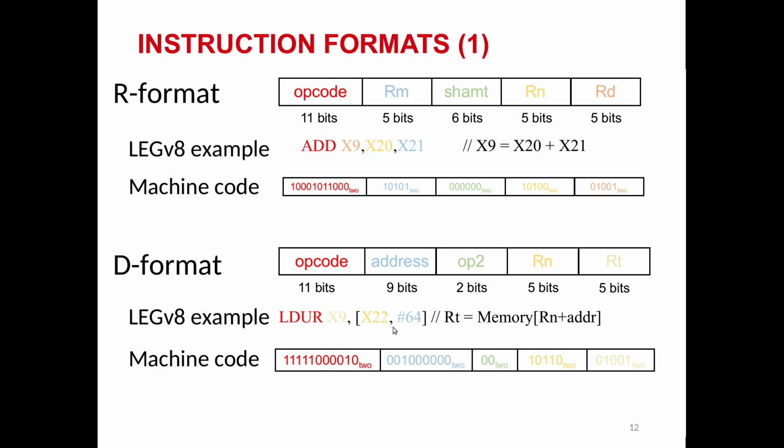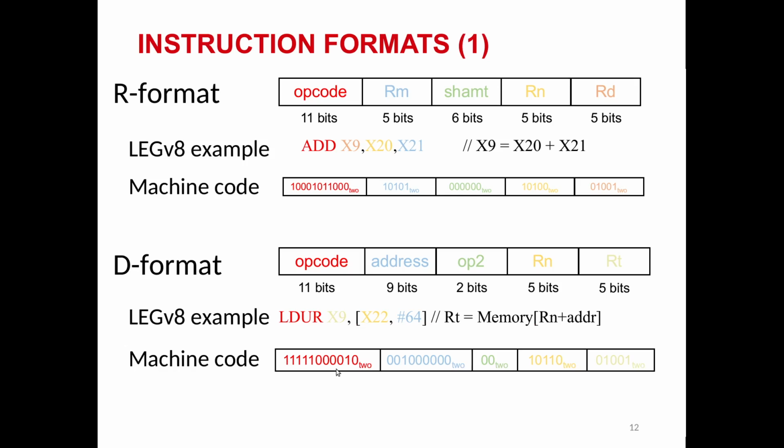The meaning of this instruction is that RT, or X9 here, equals the value inside memory at the address given by the base address in Rn plus the offset address shown here. So the machine code for this should be this one.